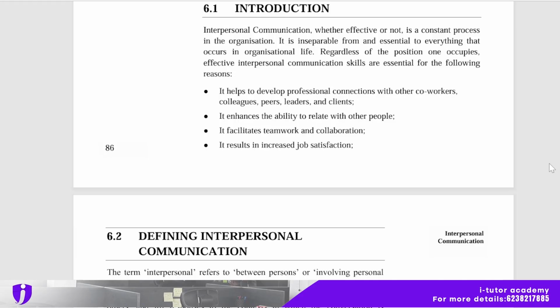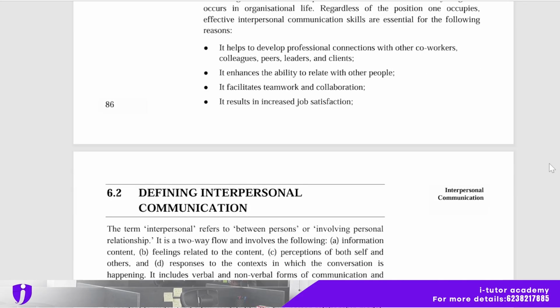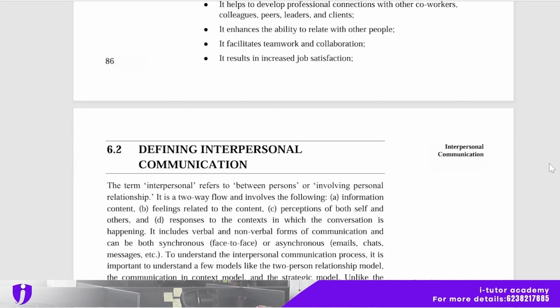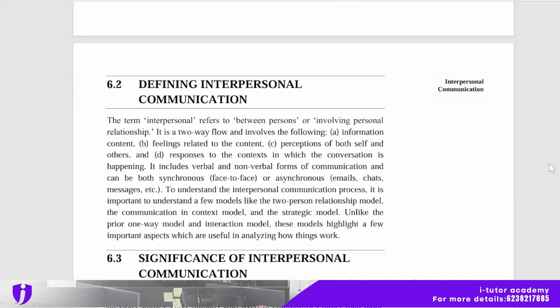Effective interpersonal communication skills are essential for the following reasons: it helps to develop professional connections with co-workers, colleagues, peers, leaders and clients, and it enhances the ability to relate with other people. It facilitates teamwork and collaboration. It results in increased job satisfaction.